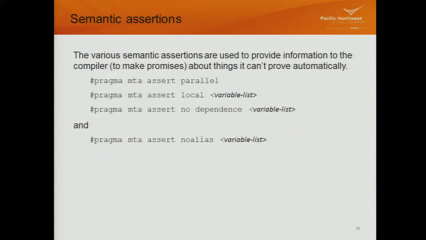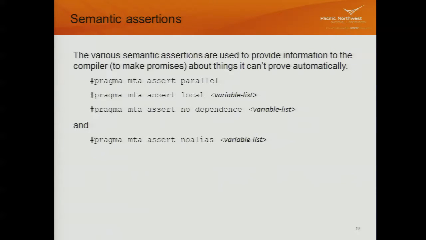So these are the typical pragmas to help the compiler out. Assert no dependence is the one you want to use the most often. It's the lightest weight one. It basically tells the compiler there is no dependence, and then the compiler will be free to do other optimizations like loop unrolling and loop fission and common subexpression hoisting and all that good stuff.